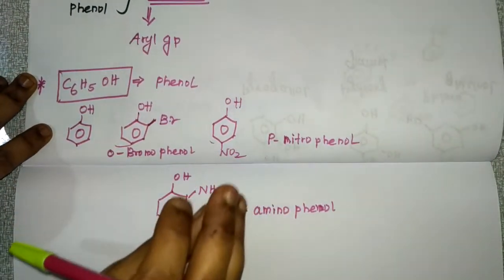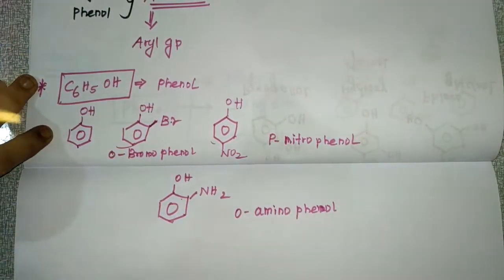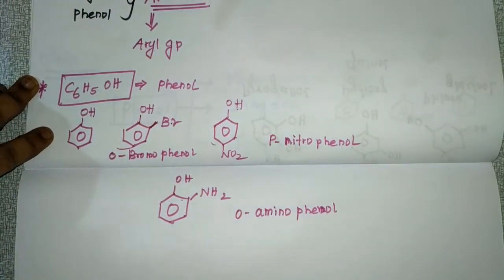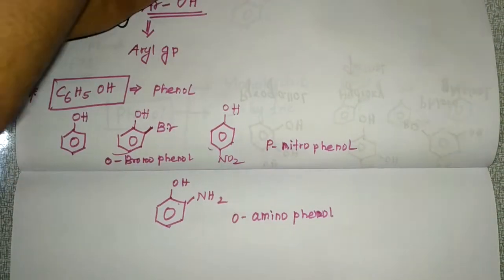Okay. So this is how you have to name this phenol in the common system. The simplest formula is C6H5OH, and whatever substituent is attached, at which position it is attached, according to that you have to name it. Okay. So this is the common system. Next, coming to the IUPAC system.